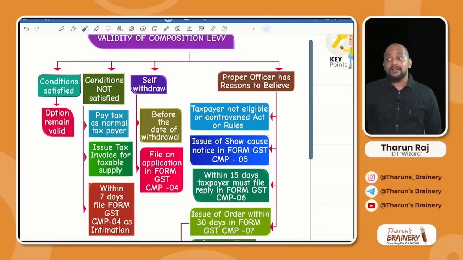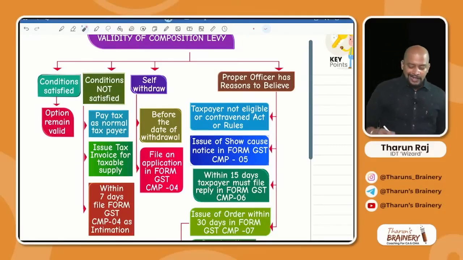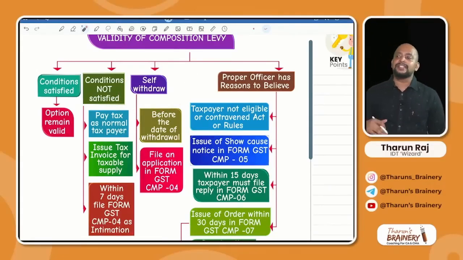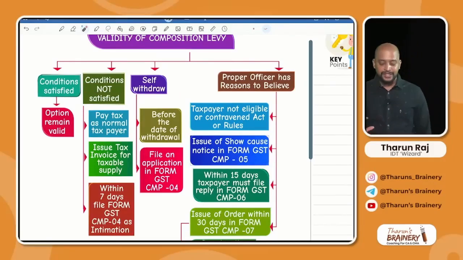Anytime you can come, but whenever you breach, within 7 days. Within 7 days. Okay. Then self-withdraw, voluntarily anytime you can file CMP 4 and you can exit from the composition scheme. Got it? So, even when you breach the conditions, you need to exit mandatorily. Self-withdraw, anytime you can come out of the composition scheme.